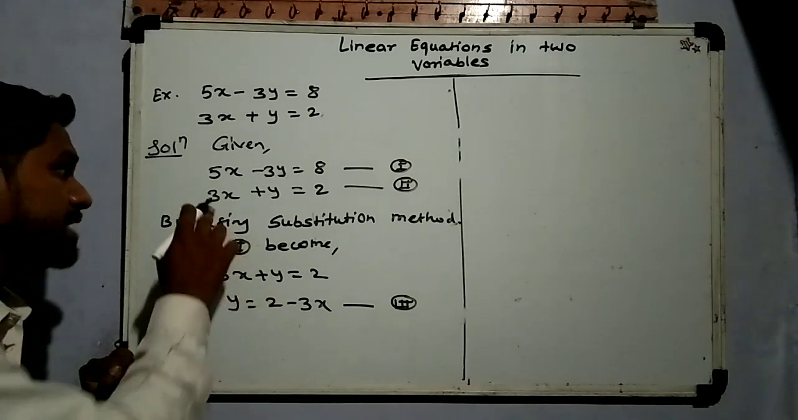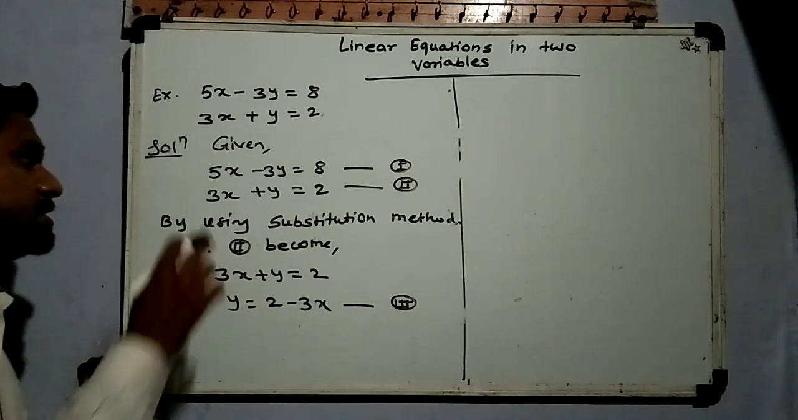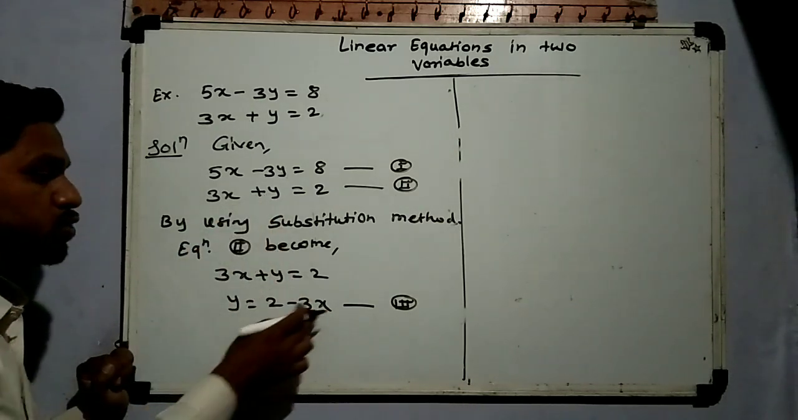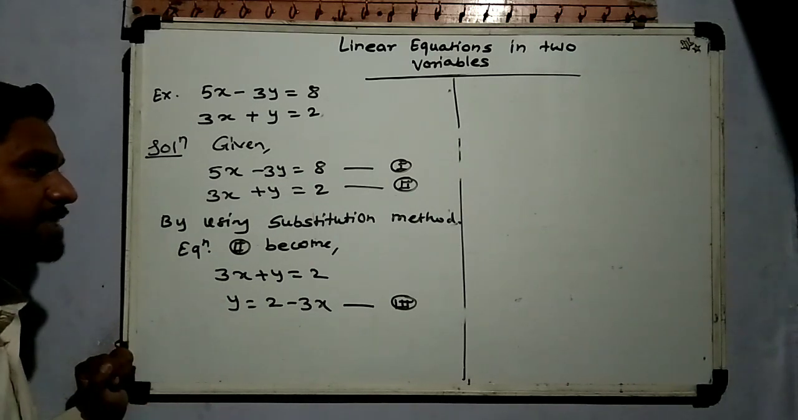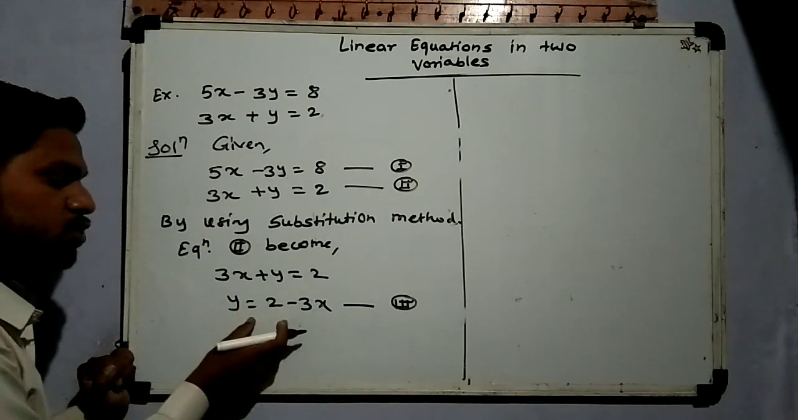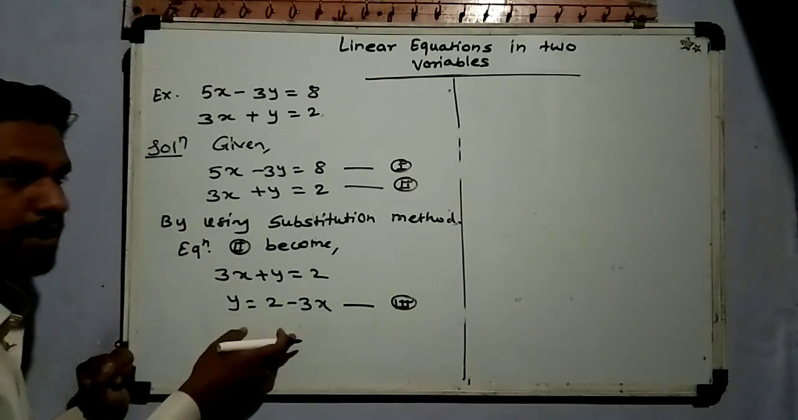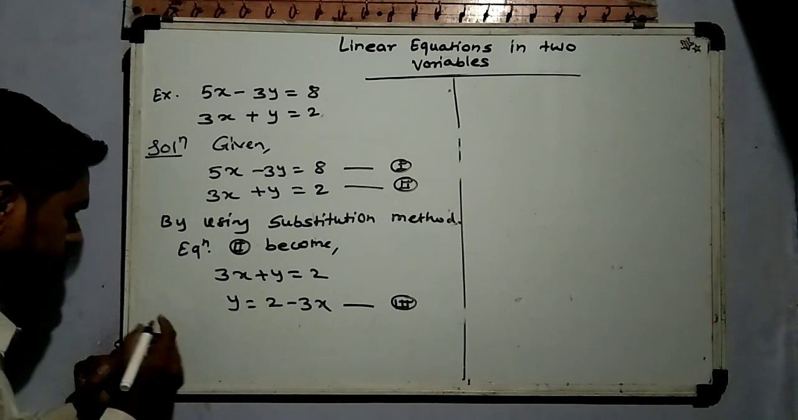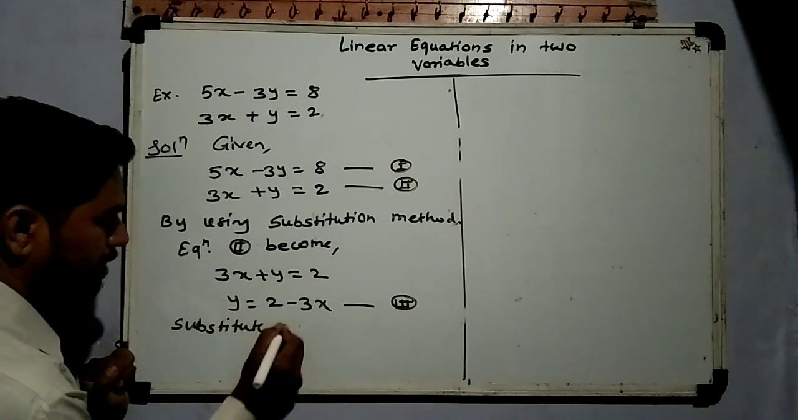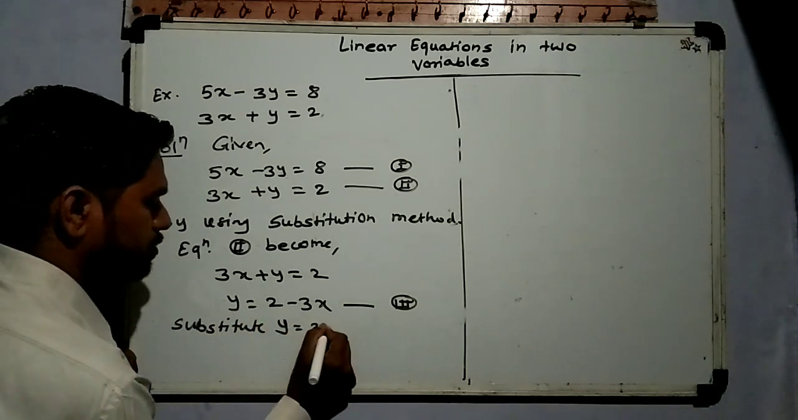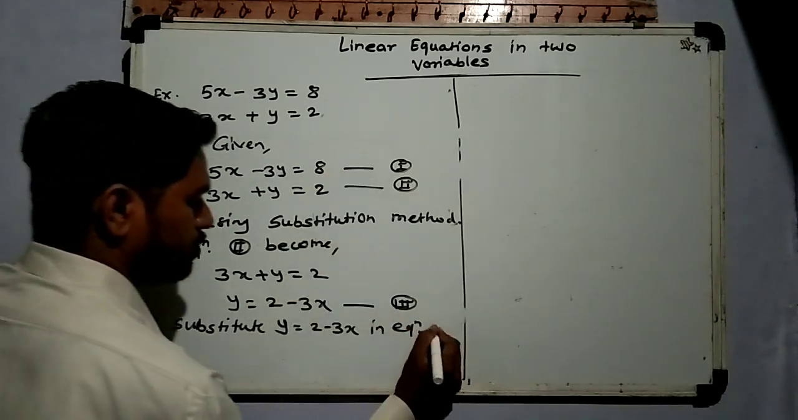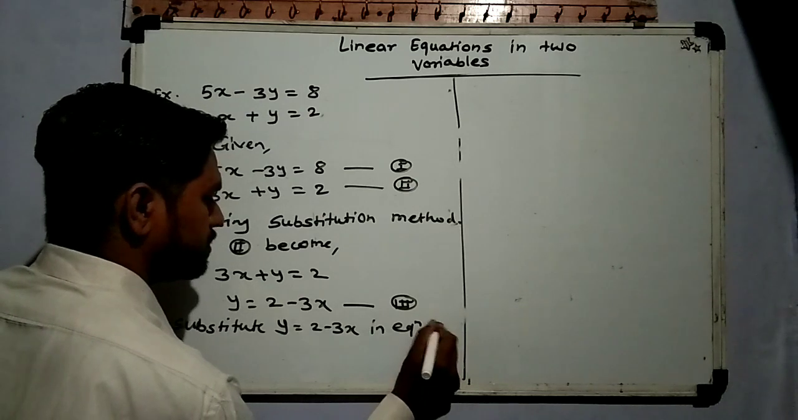Don't substitute in the same equation. Don't put it in the same equation, because if you substitute this value of y in the same equation number 2, then 3x will be cancelled out. Then how would you get the value of the variable? So whichever equation you take, you should substitute the value in the other equation. So substitute y equal to 2 minus 3x in which equation? Equation number 1. Do not substitute in equation number 2.